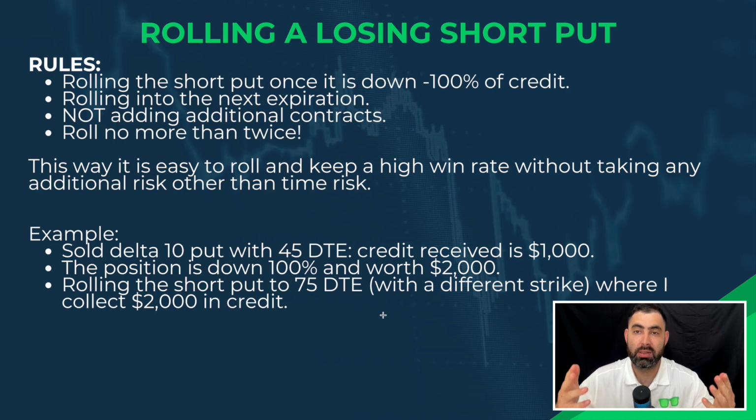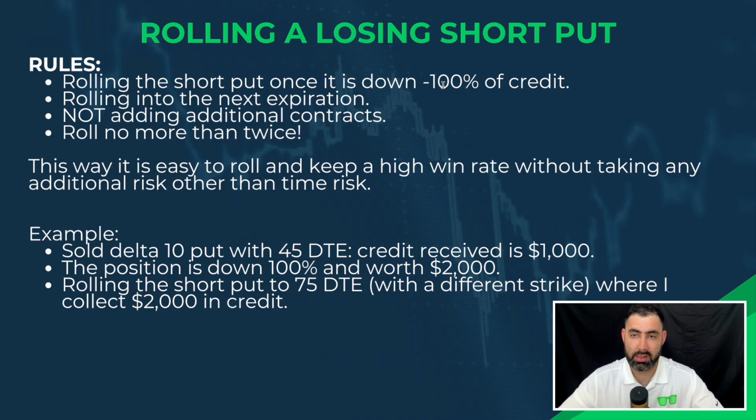Let's talk about how you can roll your losing short put into profit, and this is what works best for me. So please keep that in mind, but it will make a lot of sense to you in just one second. So rolling the short put once it is down about 100% of credit. This is what I do specifically when the position is down 100% of credit.